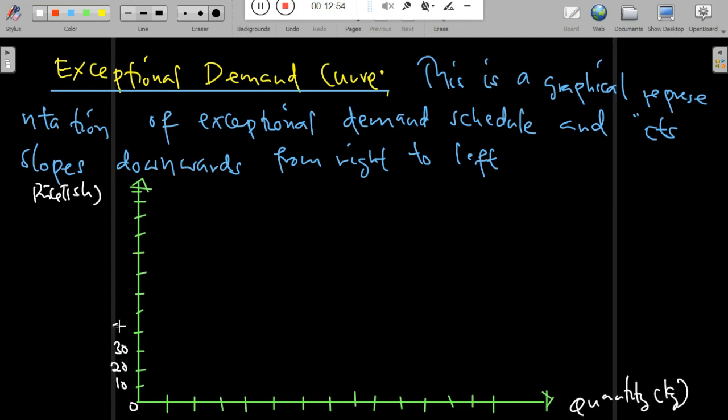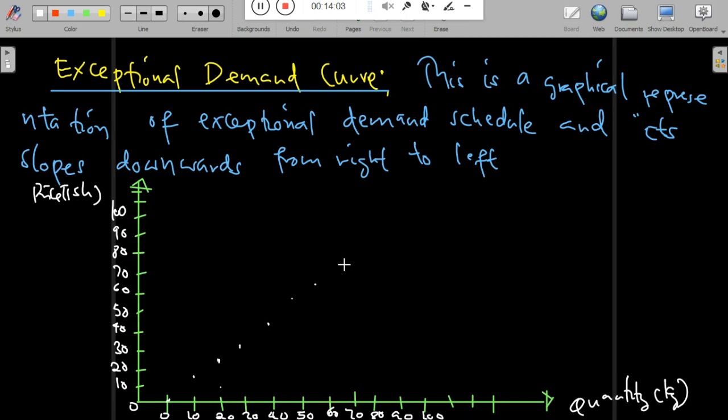And remember, the nature of an exception demand curve is normally positively related, because when the price increases, the quantity demanded tends to increase, as it violates the law of demand, which states that when the price increases, quantity demanded falls. But now it is quite different, which is what is known as the exception demand curve. So if we have the price level starting from 0, 10, 20 up to 100, that is in Tanzania shillings, and we have the quantity on the x-axis in kilograms starting from 0, 10 up to 100.